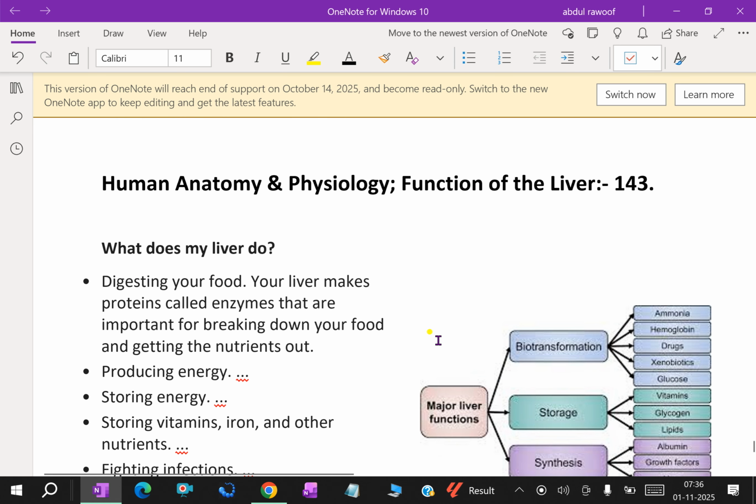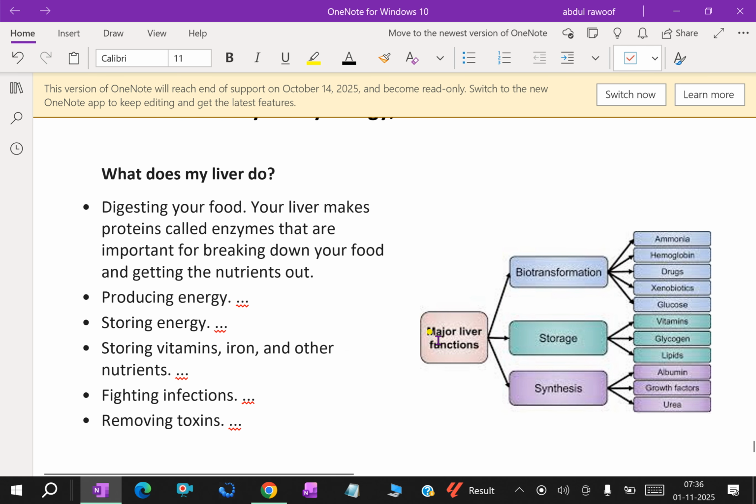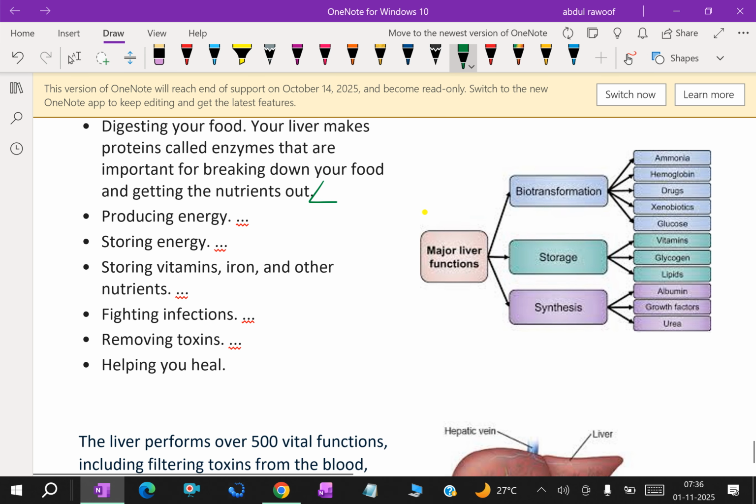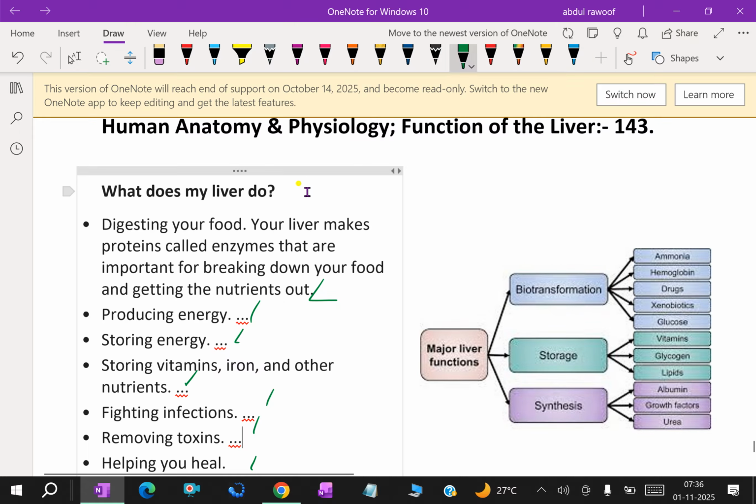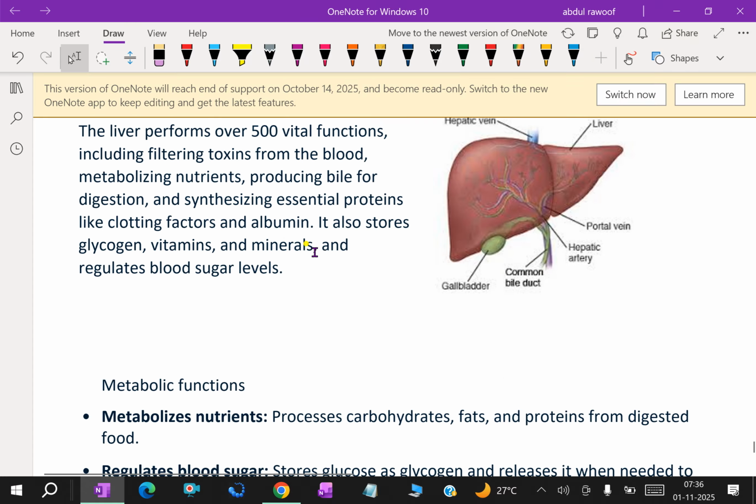What does my liver do? Digesting your food: your liver makes proteins called enzymes that are important for breaking down your food and getting the nutrients out. Producing energy, storing vitamins, ions, and other nutrients, fighting infections, removing toxins, helping you heal. These are the main functions of the liver.